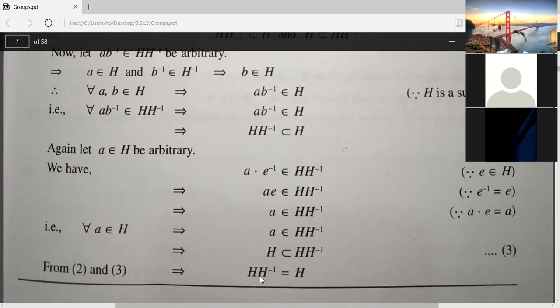Now which implies H inverse is equal to H, because A is a subset of B, and B is a subset of A. That's why you write here A is equal to B, meaning the same. Now the proof is over. This is the way you have to prove.